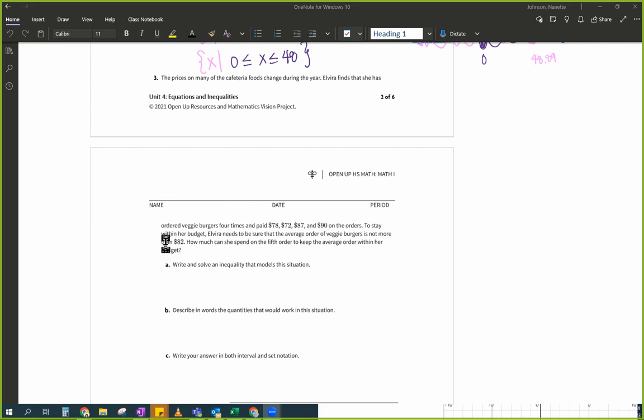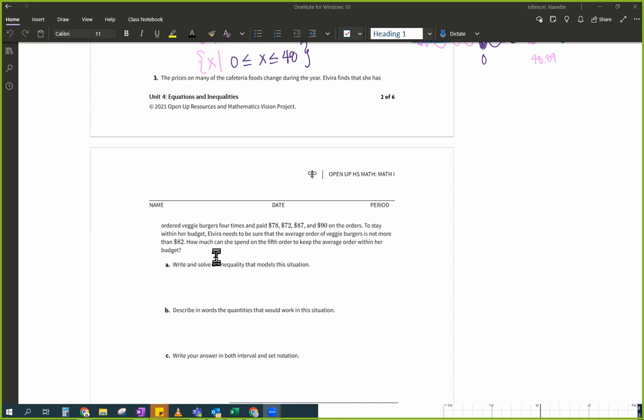Okay, so as you know, the same thing happens in food prices. So for packs of veggie burgers, she's paid 78, 72, 87, and 90. And she has to make sure that she stays within her budget of $82. And she's going to order another time. So her average needs to be 82.